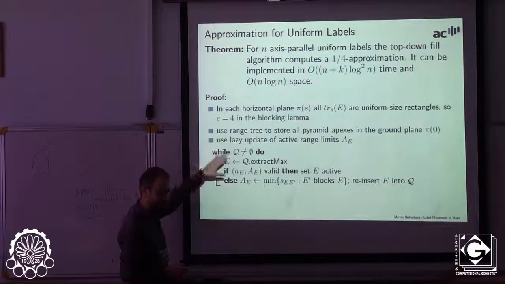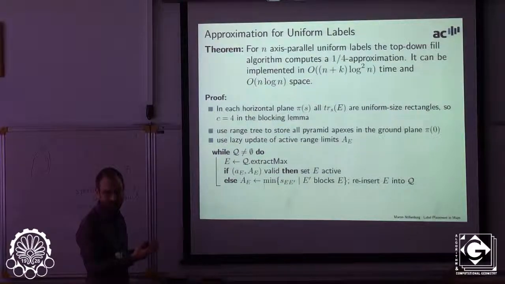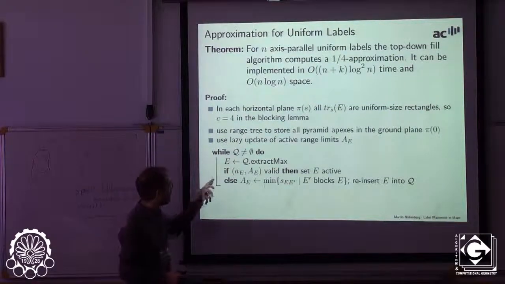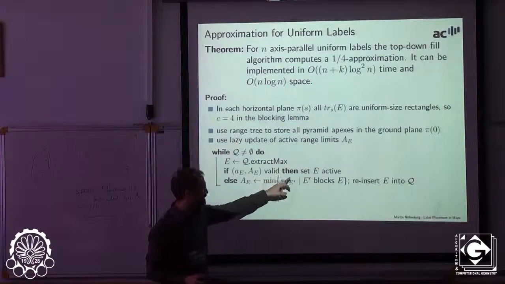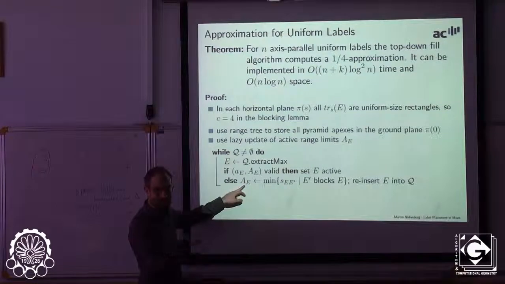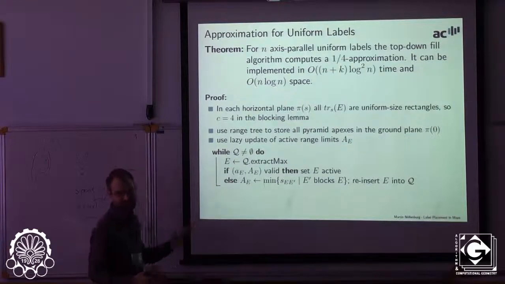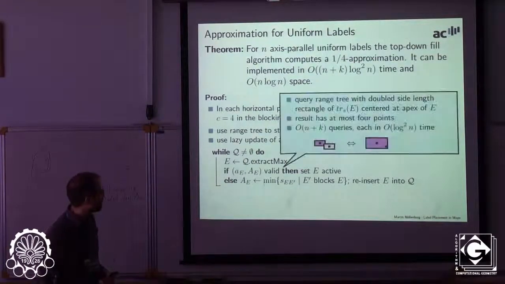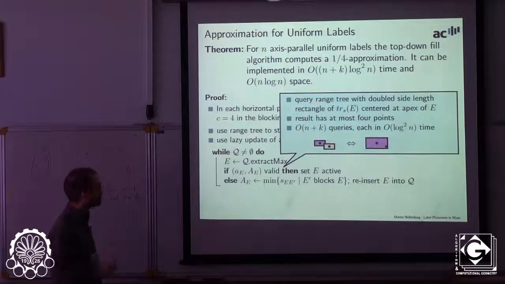So we do our loop taking the next element of the queue. But since we do lazy updates, we're not sure whether the one that we pick now can actually be used. So we do a check whether the current active range is a valid one without intersections. If yes, then we set it active. If no, then we forgot to update or to lower the upper bound, and then we do that accordingly and reinsert it into the queue to consider it later. And now what's missing is this check whether a particular range is valid or not. And this we can do by querying this range tree that contains the apexes of all the already selected labels.